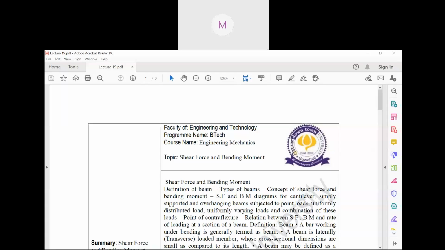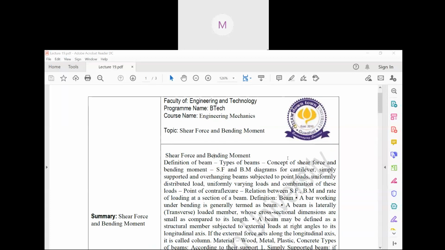So yesterday I gave you a brief introduction about beams, right? Are you clear about beams? What is a beam and everything? So what today we'll discuss is those things only, but in a more elaborate manner. So basically, what is a beam?